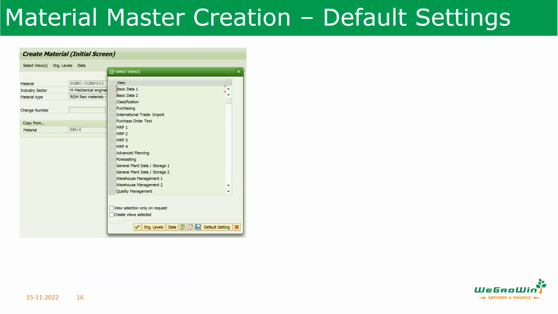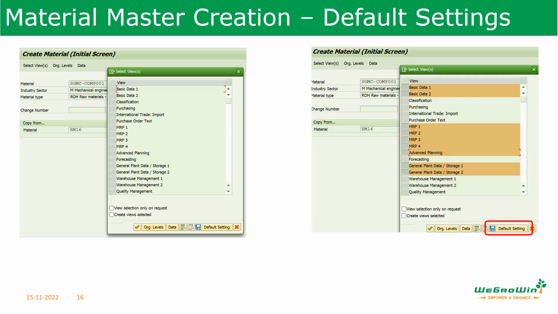Once we have the material master creation with MM01, entering the material, industry sector and material type, the system will open the pages showing the views, which are all the views you want to create. So now we have to select, for example, basic data 1, basic data 2, MRP 1, 2, 3, 4, then material planning, advanced planning, general plant data storage, like that. If we want to keep these views because I'm going to create materials again and again with the same settings, we can put these default settings here.